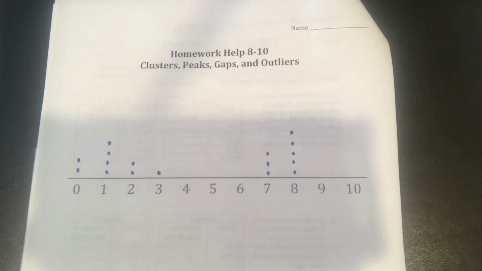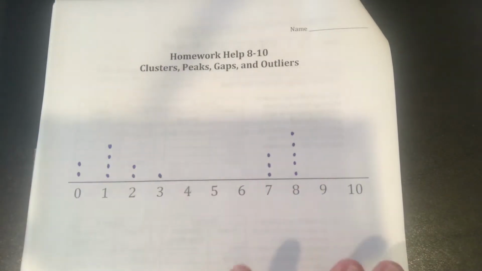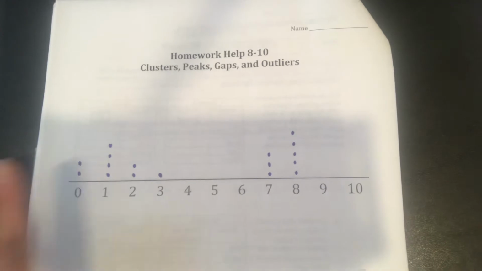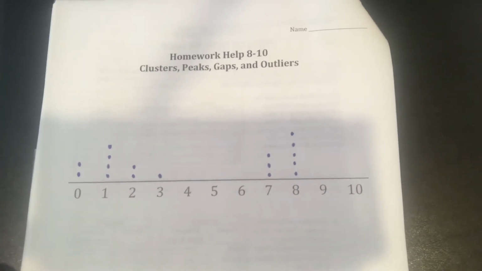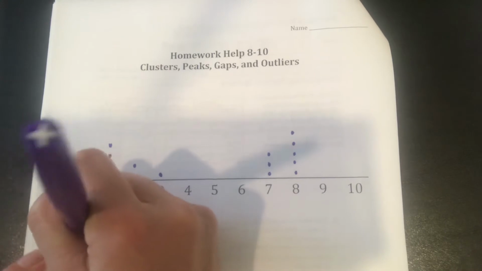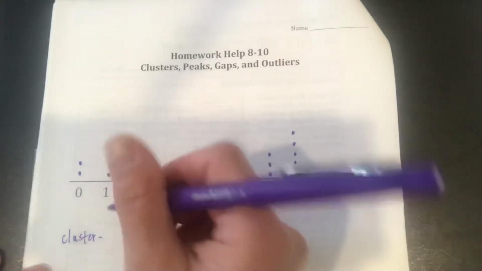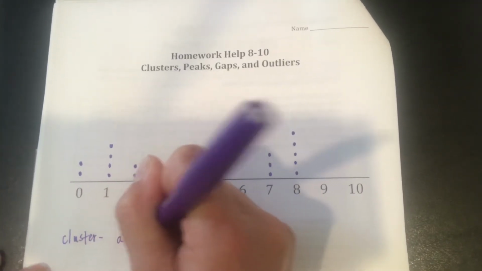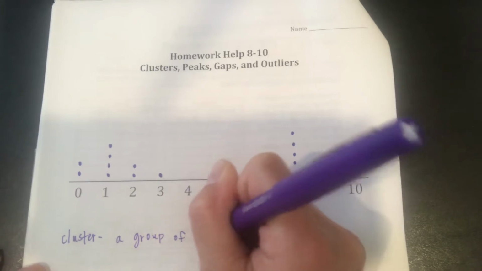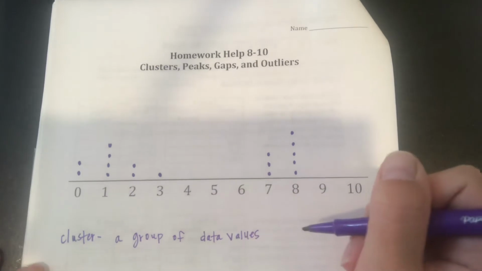So on our dot plot, we're going to be looking at some data, and we're going to be talking about clusters, peaks, gaps, and outliers. So let's go ahead and use the data here from our dot plot and go through some of these vocab terms, this math vocabulary. The first one we have is a cluster, and a cluster is a group of data values that are close together.